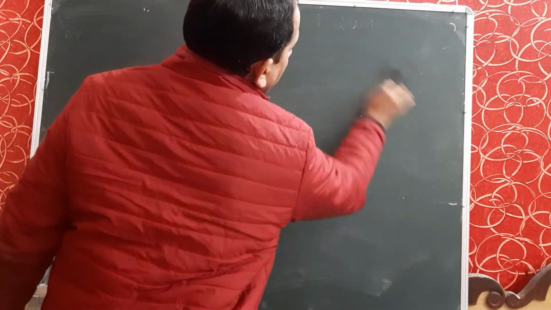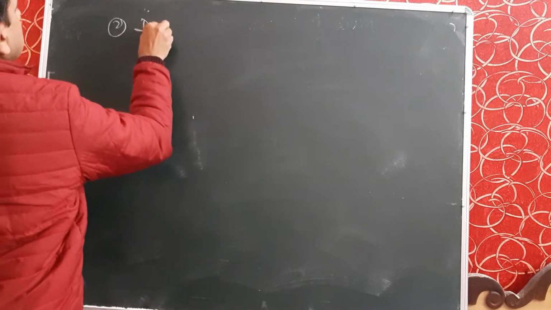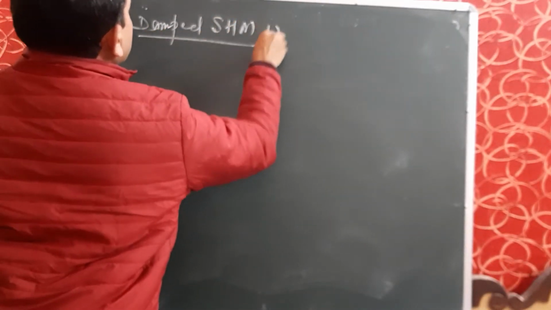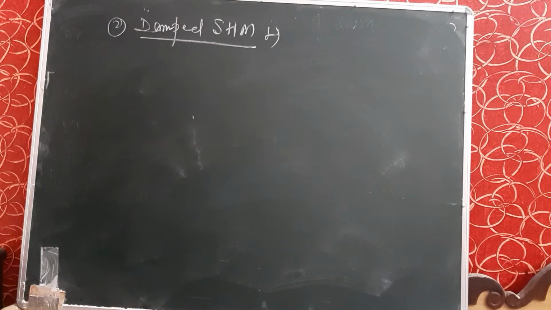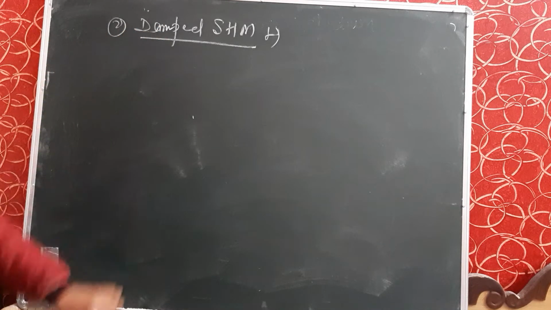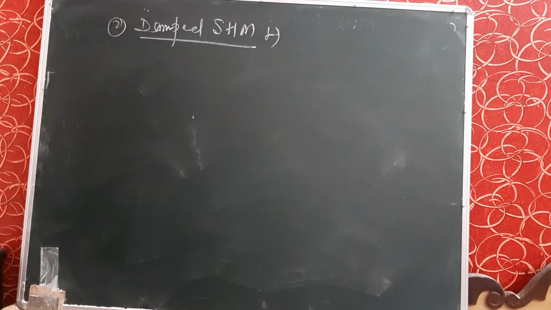Today we will start our next chapter, damped simple harmonic motion. So chapter number 2, that is damped simple harmonic motion. In the previous chapter we have studied only undamped simple harmonic motion. Now it is damped simple harmonic motion. So what is the meaning of this word damped? Damping means decreasing with time.